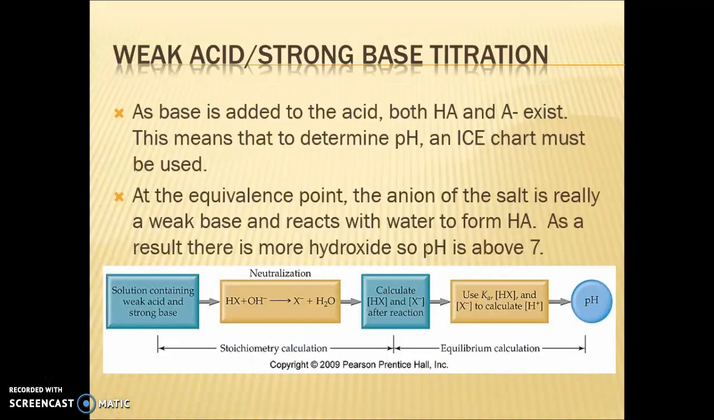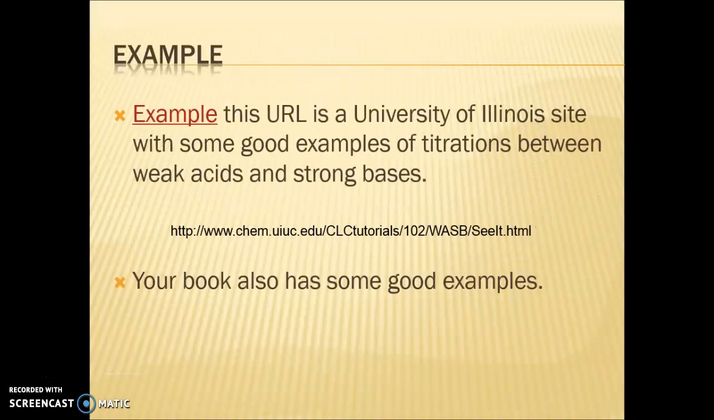So again, here's just a review of what we talked about. As the base is added to the acid, both the HA and the A minus exist. This means that to determine the pH, you've got to use an ICE chart. You can't just see how much H plus you have. Another couple ideas you've got to remember: at the equivalence point, this is where hydrolysis is going to happen. The anion of the salt is a really weak base and reacts with water to form the original acid. So you've got extra hydroxide in solution, and so the pH is going to be above 7 as opposed to neutral.